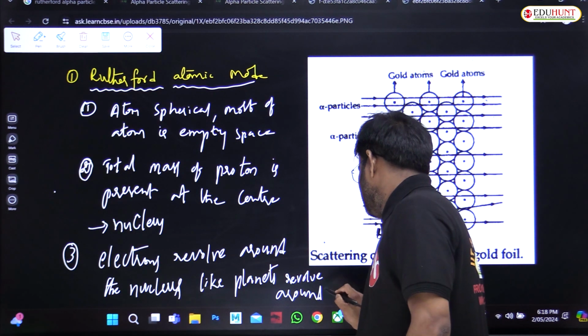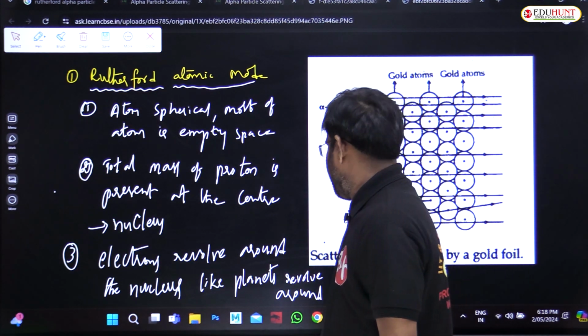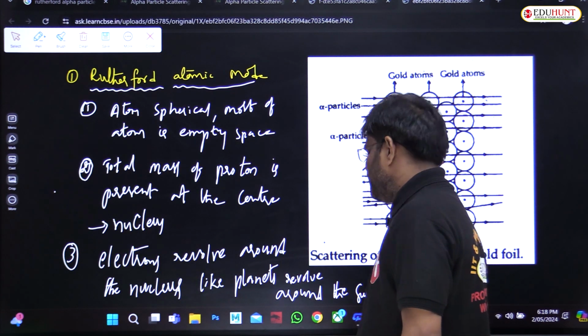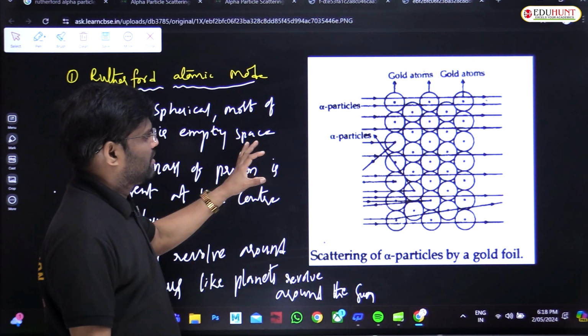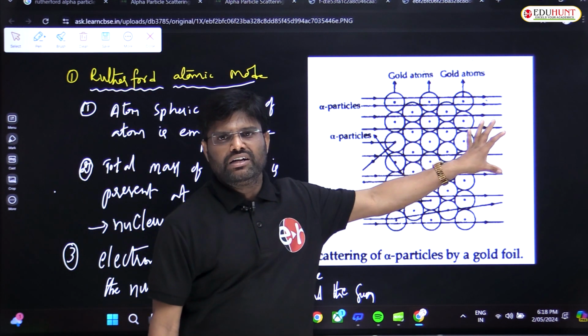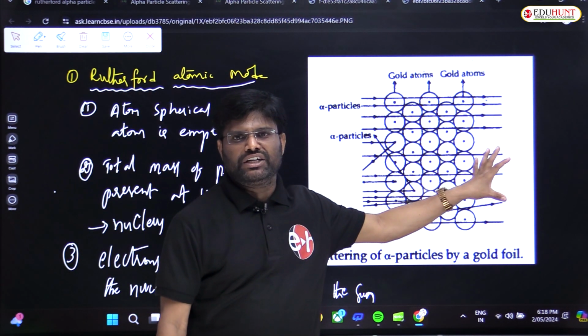So around the sun. So this is about the planetary atomic model or Rutherford atomic model. From this, see, most of the alpha rays travel in a straight direction without any deviation.